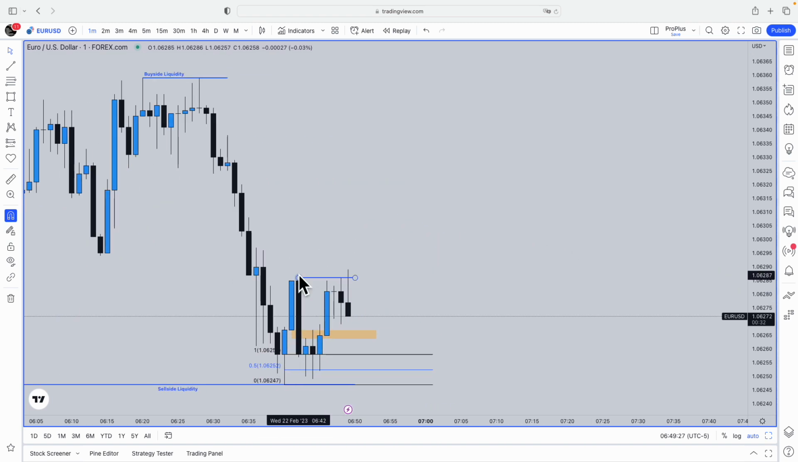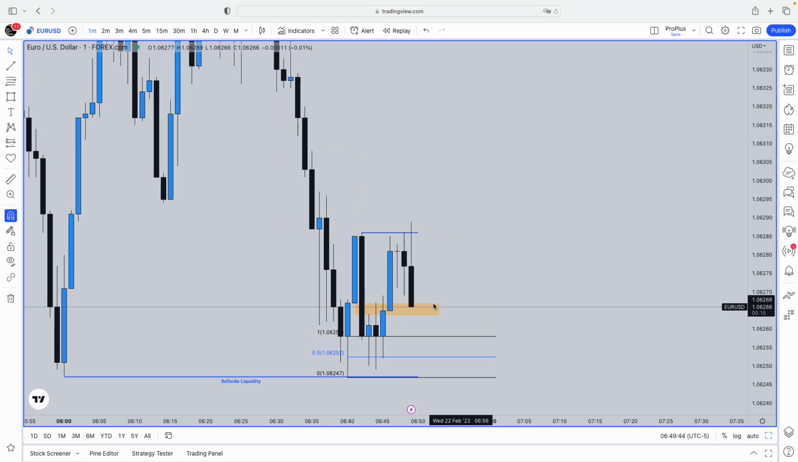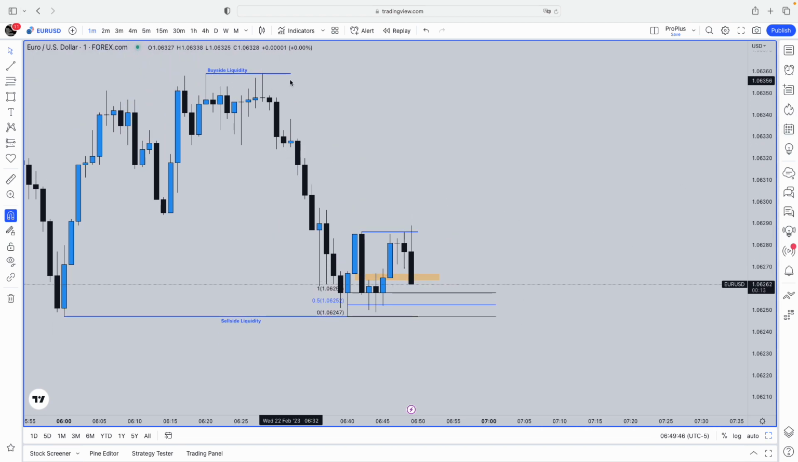Buy side liquidity's been taken now. So it may want to head towards this sell side here now. So people who've put their stops there, been taken out, and then head lower, potentially. Or it could show us support here and head higher towards this buy side liquidity.